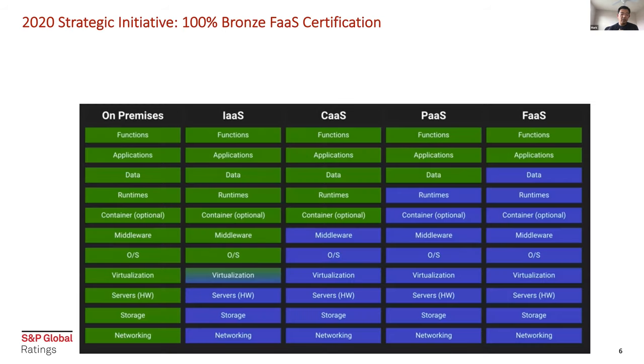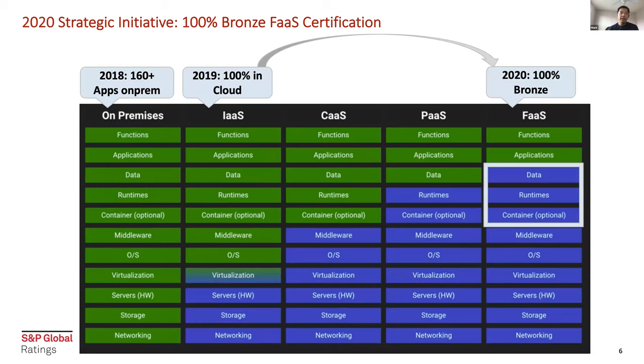So this is a background. So 2020, one of our five strategic initiatives is to be certified on function as a service. So if you look at our portfolio, 2 years ago, the majority is on-prem. And then last year, over a period of 9 months or 8 months, we migrated 100% to the cloud. That migration was a learning experience and a culture change in itself.